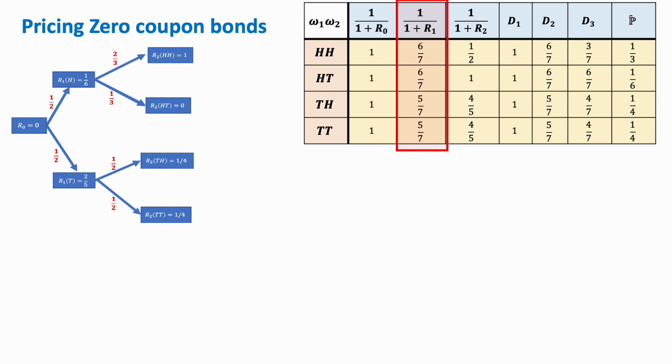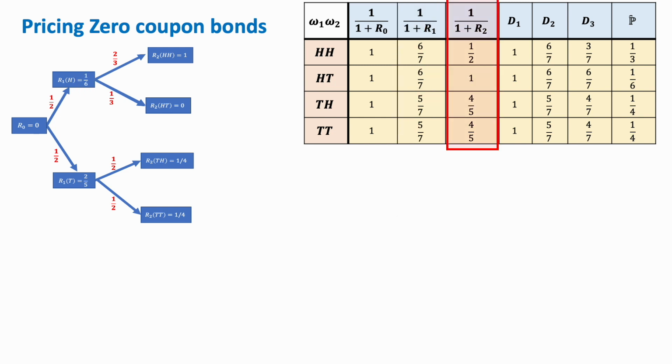And naturally, for HT, the first coin toss is a head, so we're still at the same stage, so same thing. And if it's a tail, then R1 is equal to 2 over 5. So you replace this R1 here by 2 over 5, and you'll be able to get the value here, right? So that's pretty much what we have here.